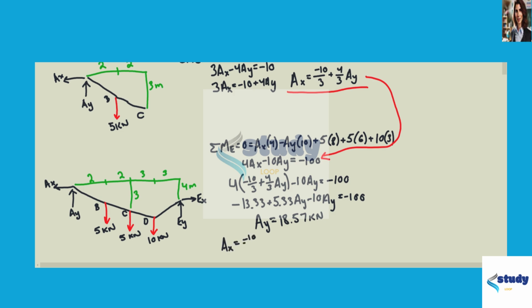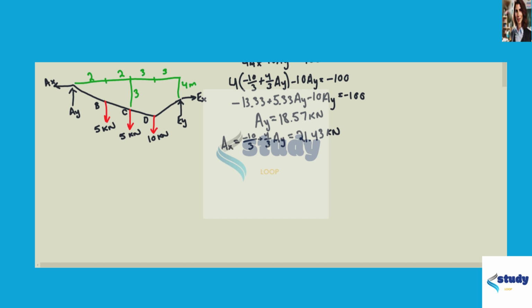this equation. It's negative 10 over 3 plus 4 over 3 AY, plugging in the AY we just found. So AX is 21.43 kilonewtons.